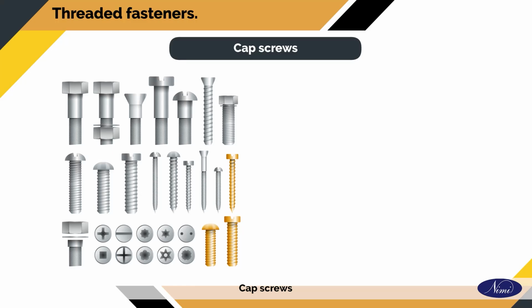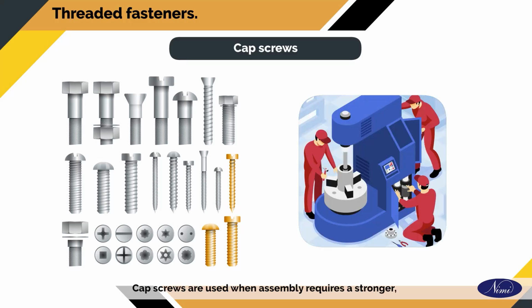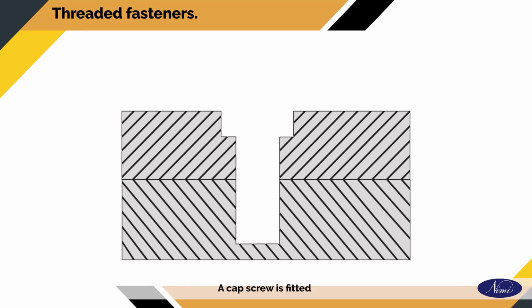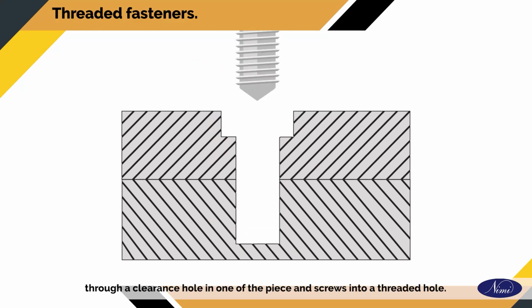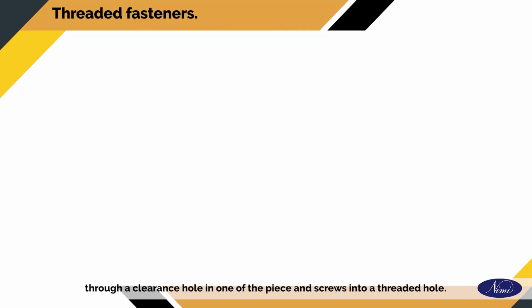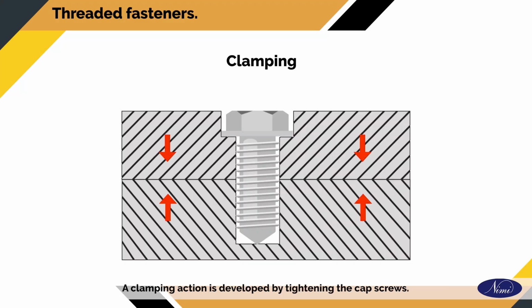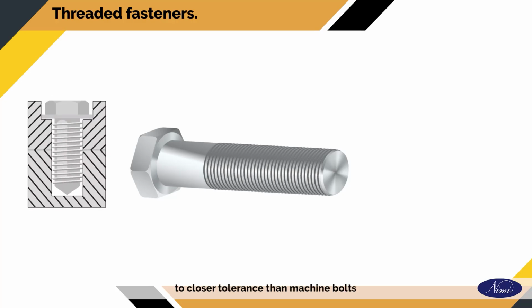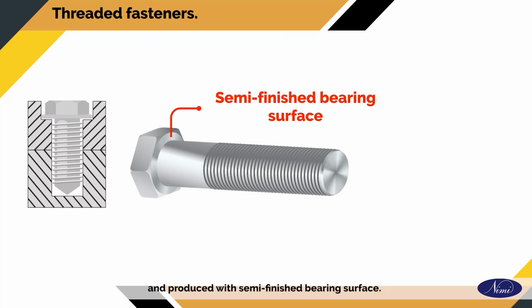Cap screws. Cap screws are used when assembly requires a stronger, more precise and better appearing fastener. A cap screw is fitted through a clearance hole in one of the pieces and screws into a threaded hole. A clamping action is developed by tightening the cap screws. Cap screws are manufactured to closer tolerance than machine bolts and produced with semi-finished bearing surface.